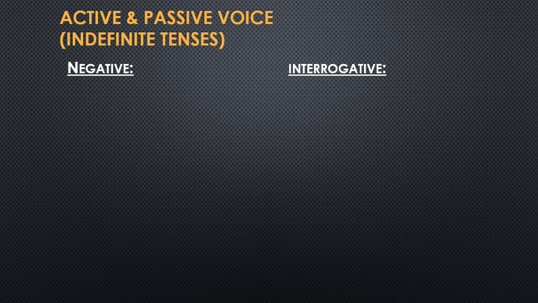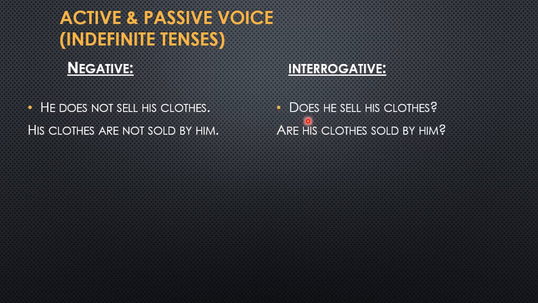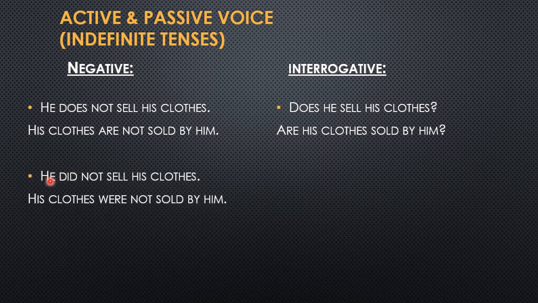So we will do negative and interrogative sentences of active and passive indefinite tenses here. He does not sell his clothes. It is an example of present indefinite tense. So when we change it into passive voice, we will write it like this: his clothes are not sold by him. And while making its interrogative sentence, we will do it like this: does he sell his clothes? Are his clothes sold by him? Understand?